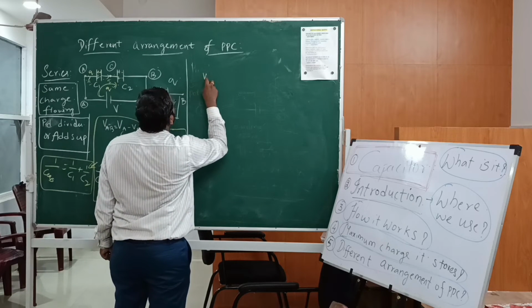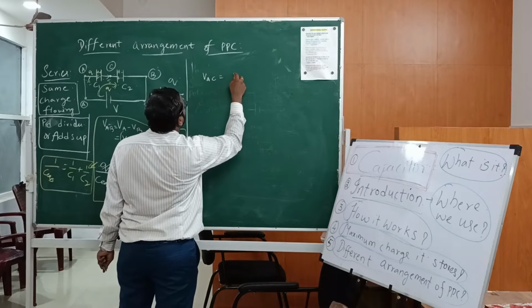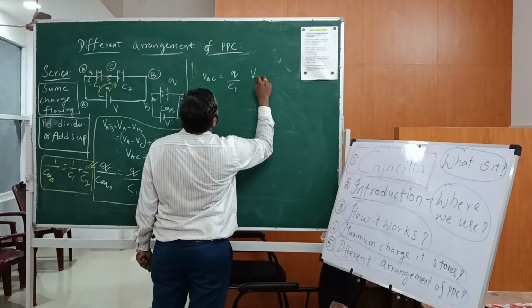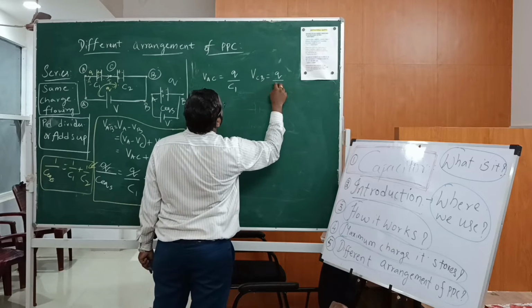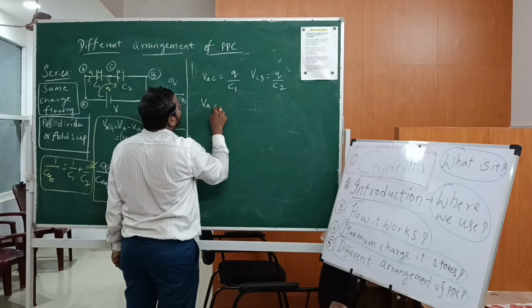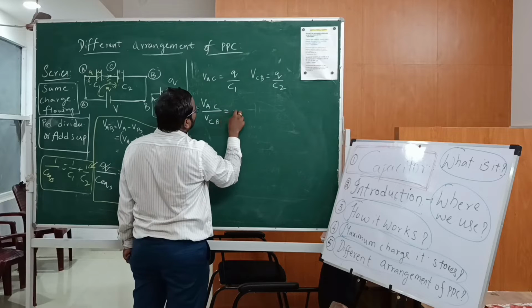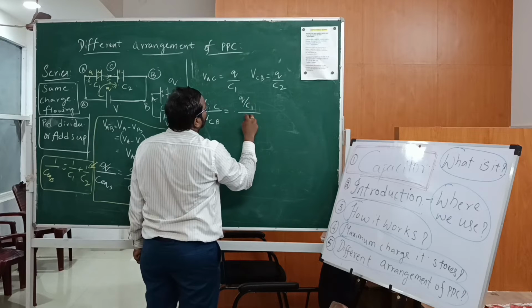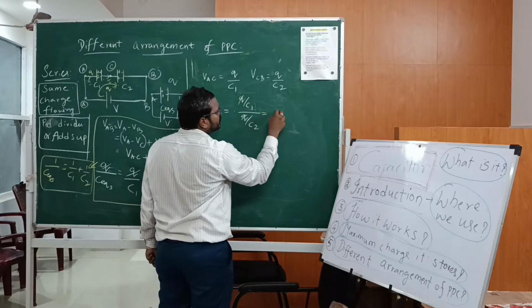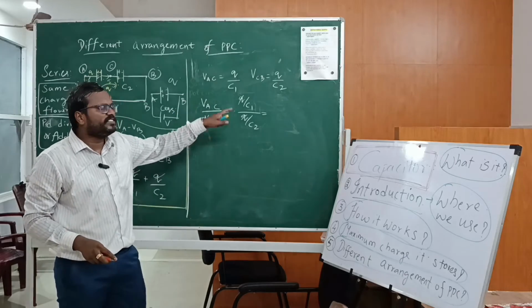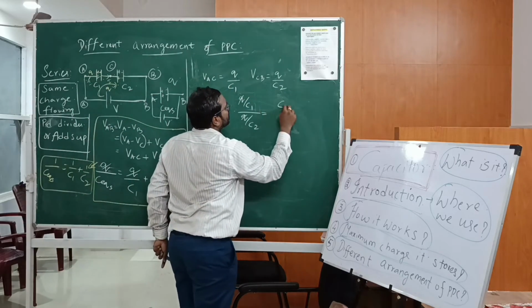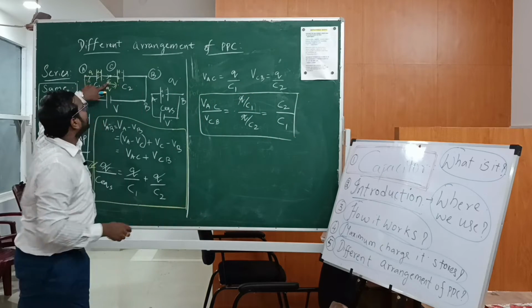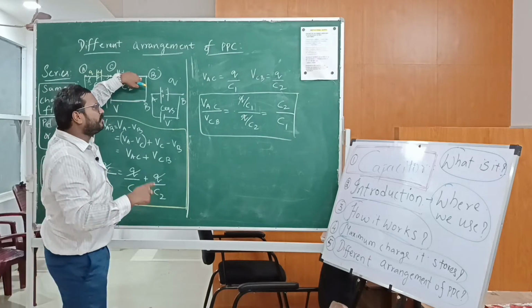So remember here, potential drop across AC is going to be Q by C1. Potential drop across CB is given as Q by C2. So what is going to be the ratio of VAC to VCB here? The ratio of VAC by VCB is going to be Q by C1 over Q by C2. Q gets cancelled. So what we get here is VAC by VCB equals C2 by C1. So potential drop across AC depends on the capacitance of the second capacitor.